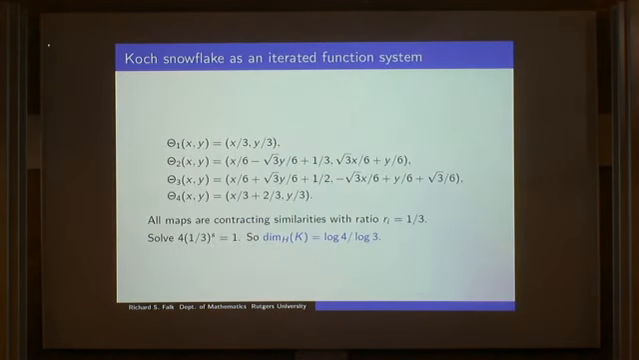Okay, it's not obvious, but it turns out that you can generate this particular snowflake with 4 maps. And these 4 maps are all contracting similarities. And you can calculate the ratio. According to my formula, they're all a third. So you have to solve 4 times (1/3)^S = 1, and you can easily solve that, and you find out that the Hausdorff dimension is log 4 over log 3. Of course, you have to convince yourself that those are the maps that generate this particular snowflake.